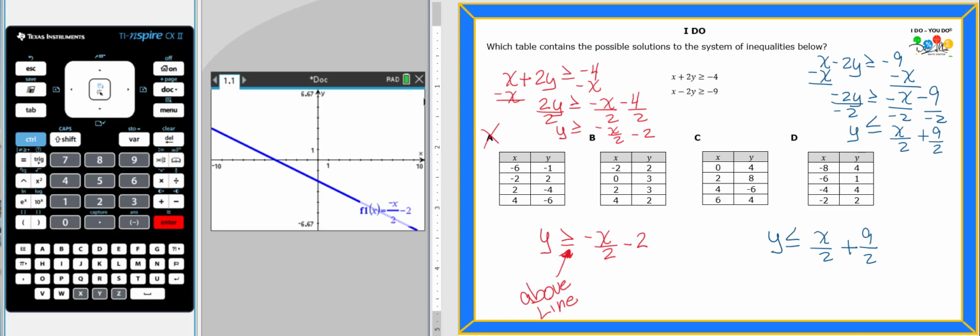Let's look at letter B. So I got -2 and 2, good. 0, 3, yes. 2 and 3, yeah, they're all above. And 4 and 2, yeah. So B could be one of the answer choices, right? What about letter C? 0, 4 is good. 2 and 8, 4 and -6. You know what? Let me check 4 and -6, because that's a little bit way below. So this is 1, 2, 3, and 4, right?